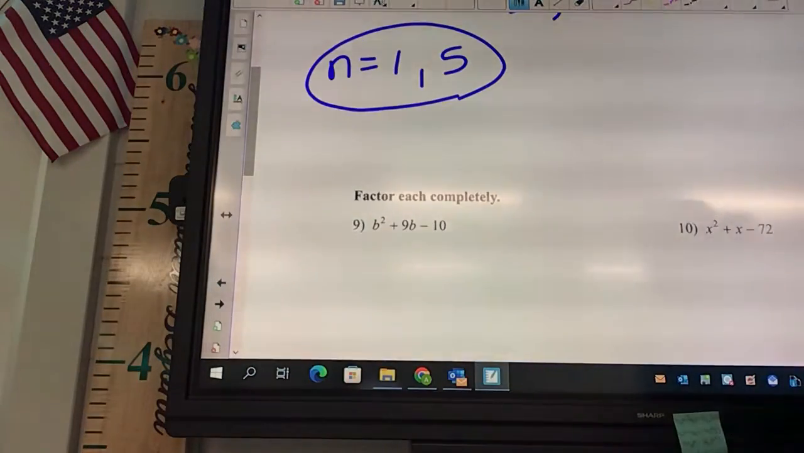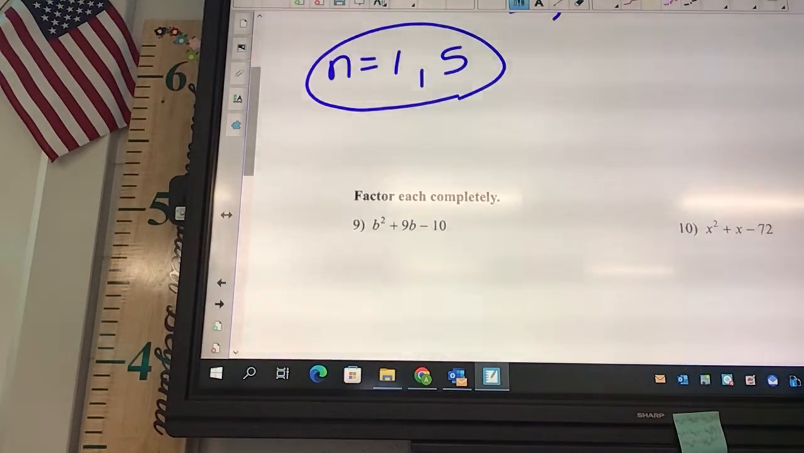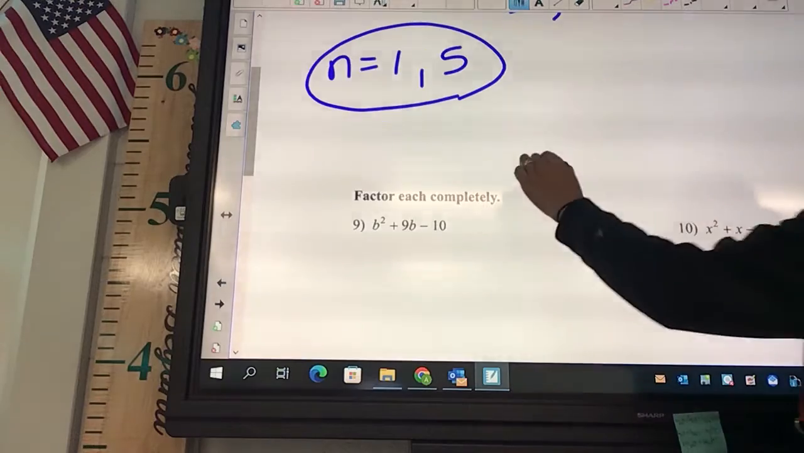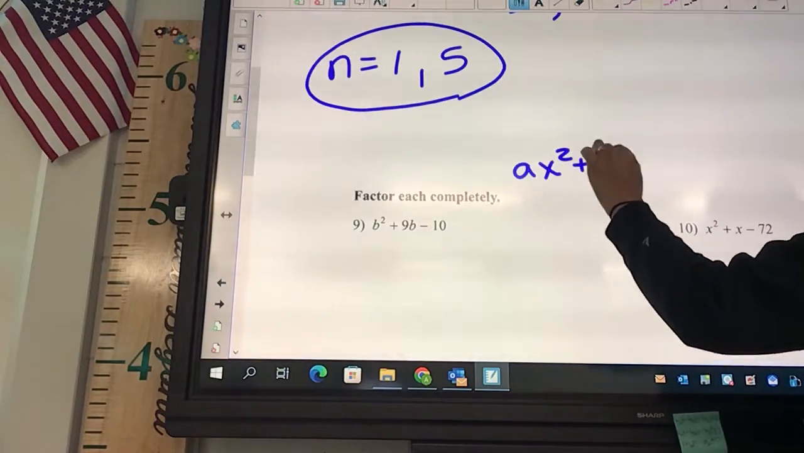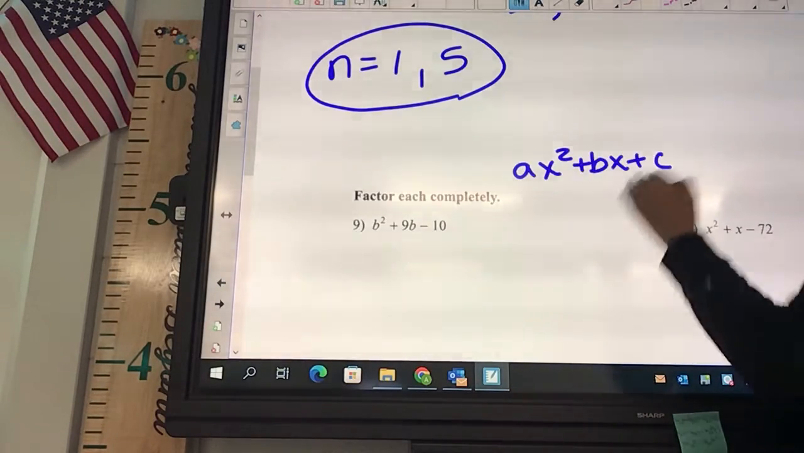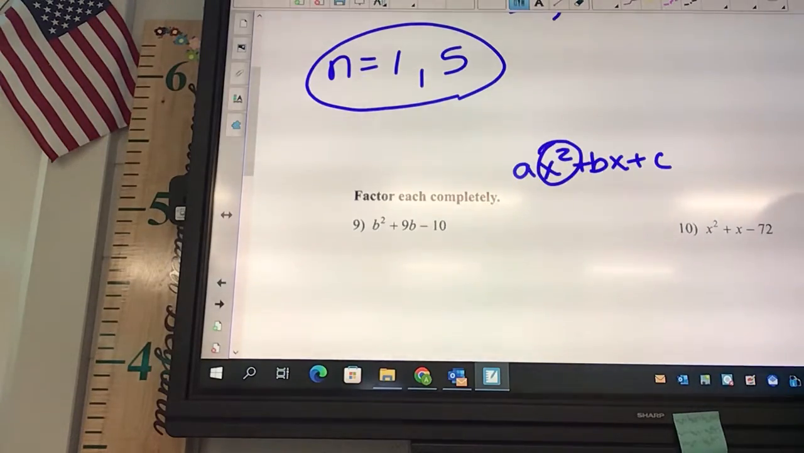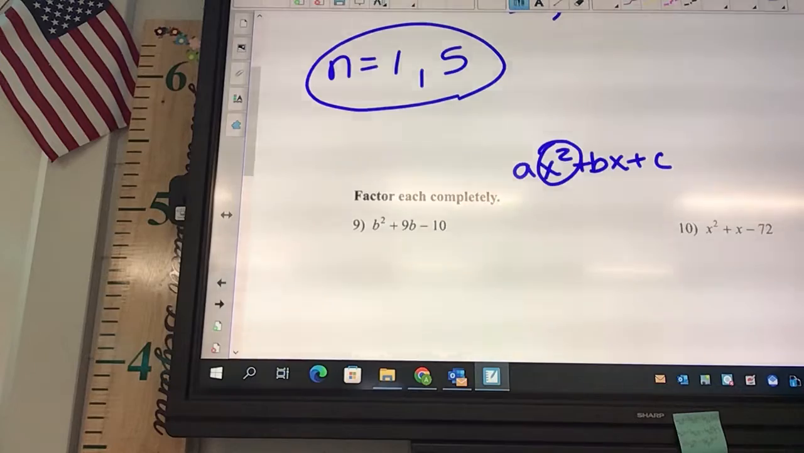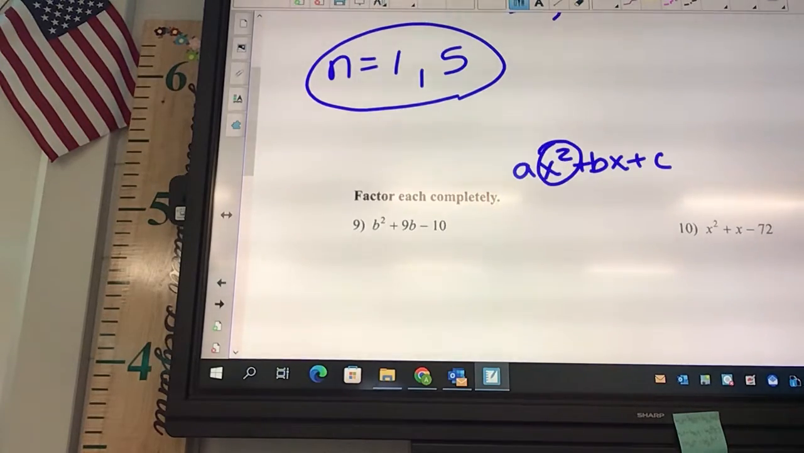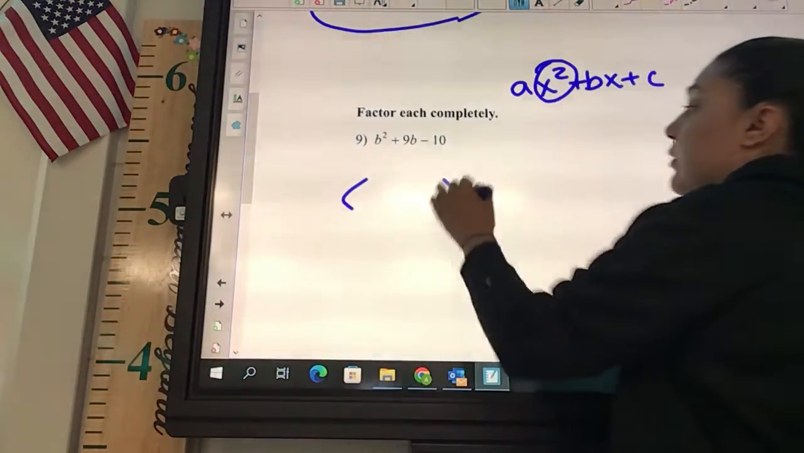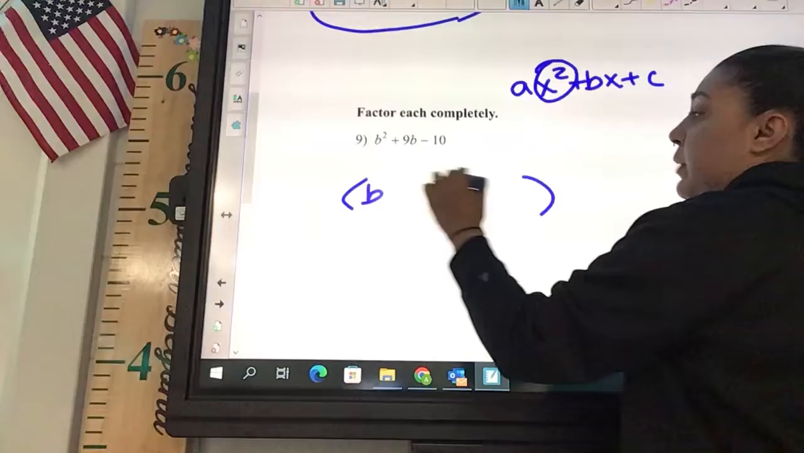Okay, same thing. Factor each completely. Does a equal 1 or not? Remember, it goes like this: ax squared plus bx plus c. If you look at the piece that's squared, is there a number in front of it or not? Well, there's not, but there is. What is that number in front? 1. So this is the a equals 1 method, which is what we've just been doing. So you're going to do your 2 parentheses, and we're going to fill in b and b.